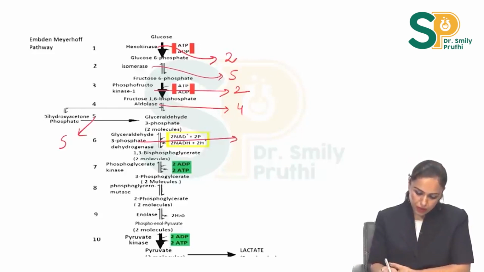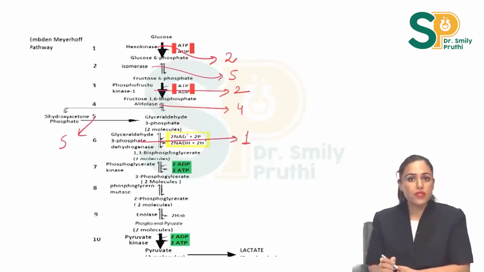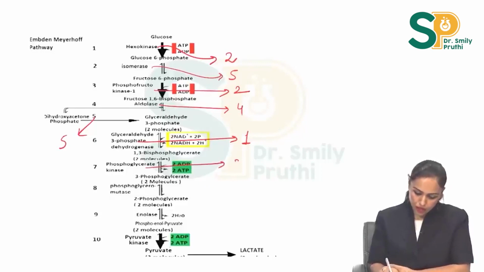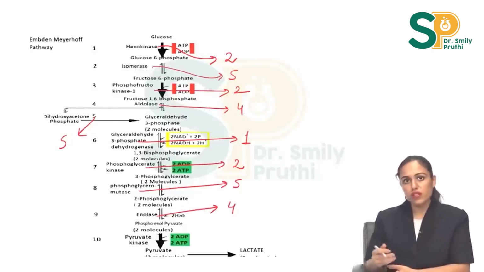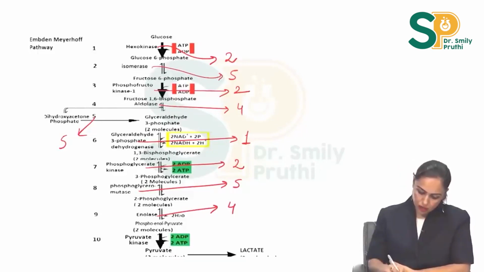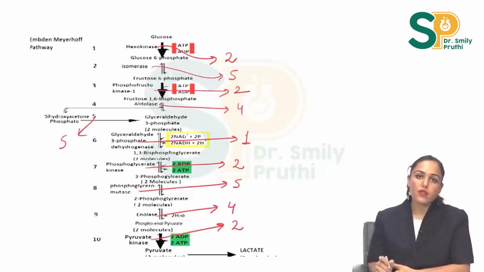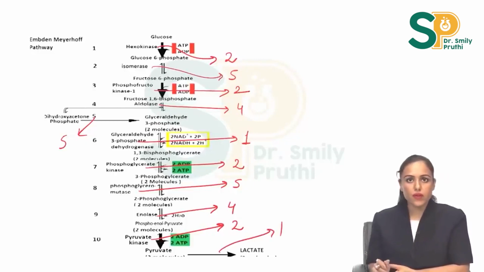Then 6th number enzyme is dehydrogenase. Dehydrogenase means EC number 1. Then PG kinase, so 2. Mutase, 5, I told you. Enolase is EC number 4. This I will explain later in the enzymes topic. Then pyruvate kinase, because it is a kinase, so EC number 2. And the last one, lactate dehydrogenase of anaerobic glycolysis, EC number is 1 here, right?